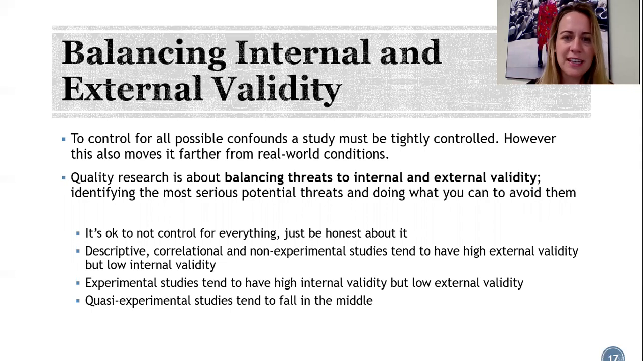Similarly, you want to look and see whether it's possible for the results to generalize to other people, places, contexts that weren't studied. Remember, descriptive, correlational, and non-experimental studies tend to have a high external validity but low internal validity, whereas experimental studies, it's vice versa. They tend to have high internal validity but low external validity, and quasi-experiments tend to fall somewhere in the middle.